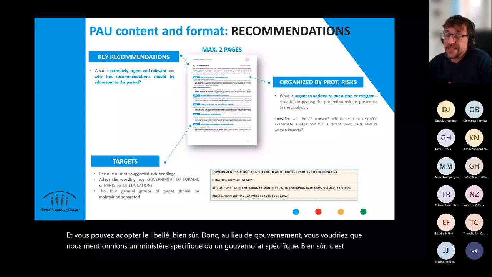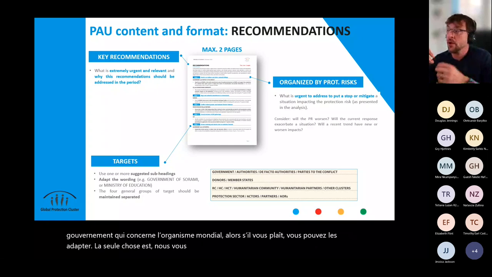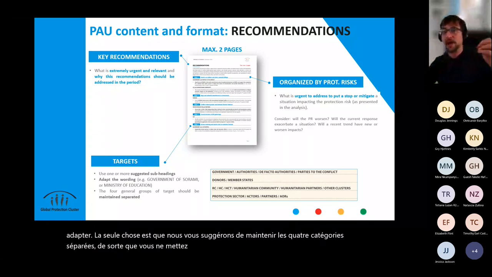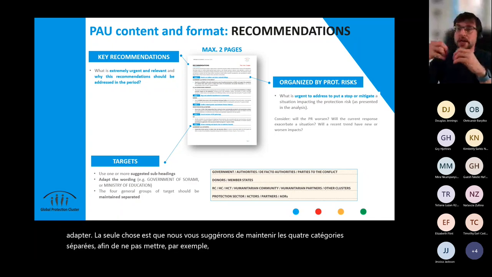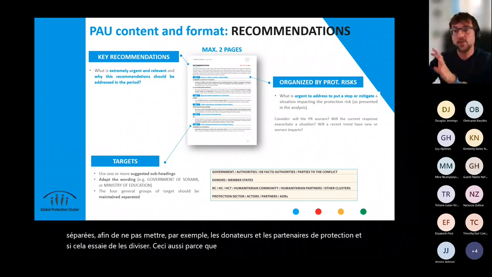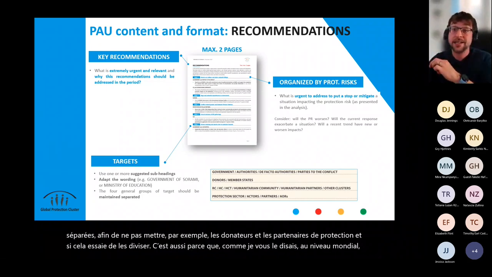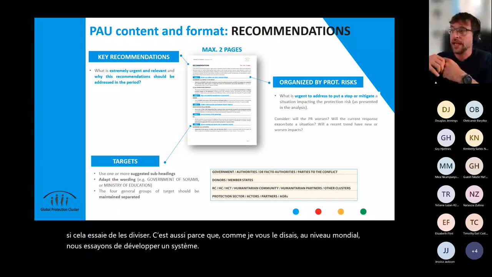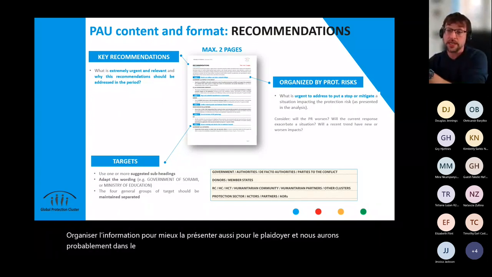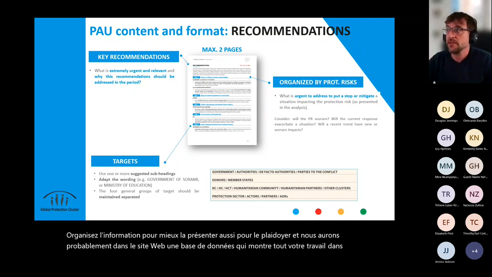The only thing is we suggest that you keep the four categories separated. So you don't put, for instance, donors and protection partners together. If it's that, try to divide them. This is also because, as I was telling you, at the global level, we are trying to develop a system to organize the information and present it better, also for advocacy. And we will probably have a website, a database that shows all your work in the protection analysis update. So this is going to help us have more consistency.